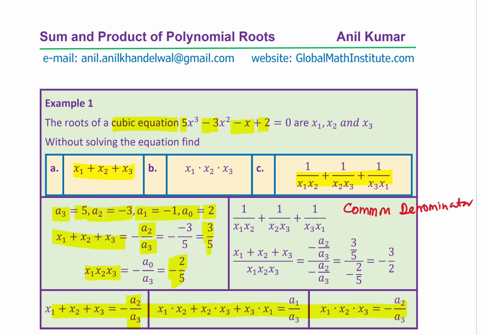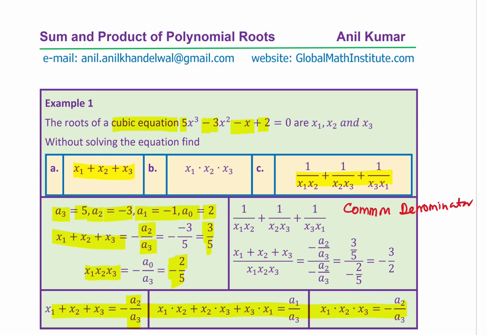So the ratio of what you got earlier is the solution of part C. So that's what I've written here. 3 over 5 over minus 2 over 5, and that gives you the answer minus 3 over 2. I hope that is absolutely clear. Look at it carefully and see how it has been solved.